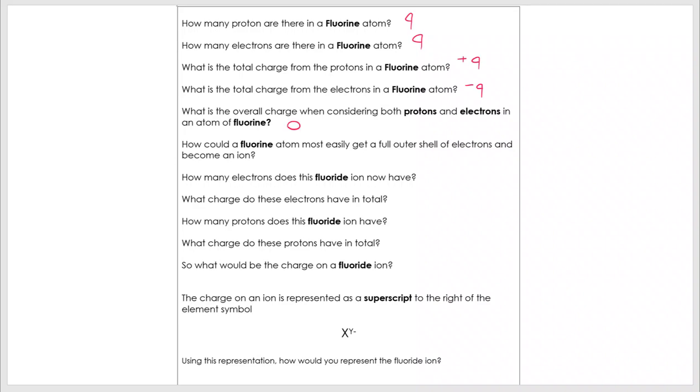But fluorine, to get a full outer shell, would need to gain 1 electron. And that means it will have 10 electrons with a total charge of -10. But it will still only have 9 protons with a total charge of +9. So if I look at my total charge from electrons and total charge from protons, -10 and +9 gives me an overall charge of -1. So the formula of a fluoride ion is F-.